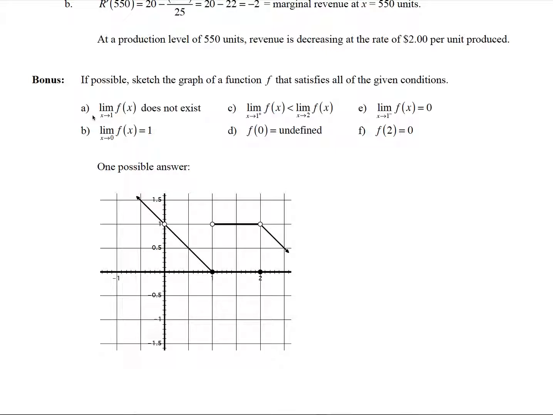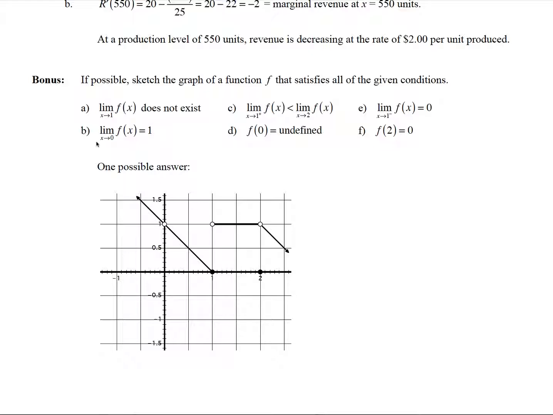There's a typo in here I'll point out momentarily, but this says the limit as x approaches 1 does not exist. Well, here's 1, and as x approaches 1 from the left, the function value is approaching 0. And as it is approaching from the right, the function value is approaching 1. So they don't meet up, and so the left side limit and the right side limit are not the same. So that's the limit not existing.